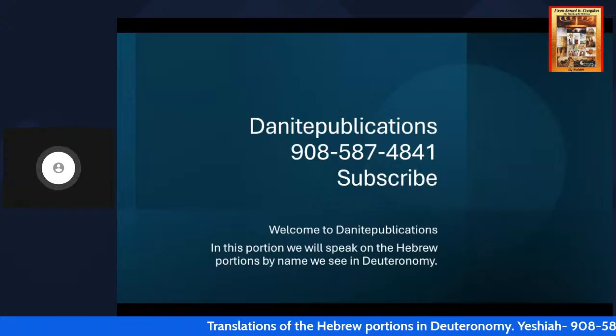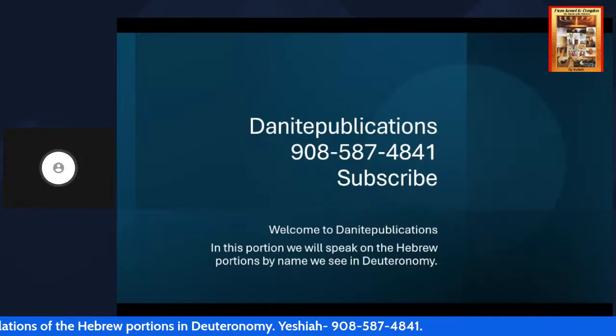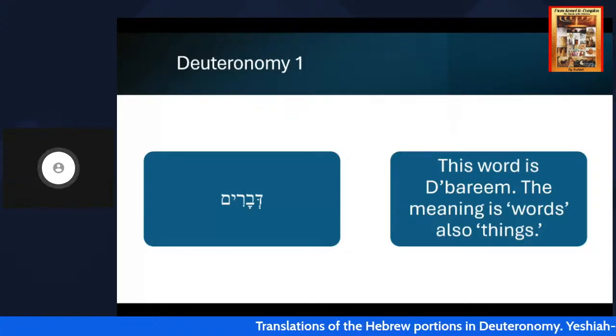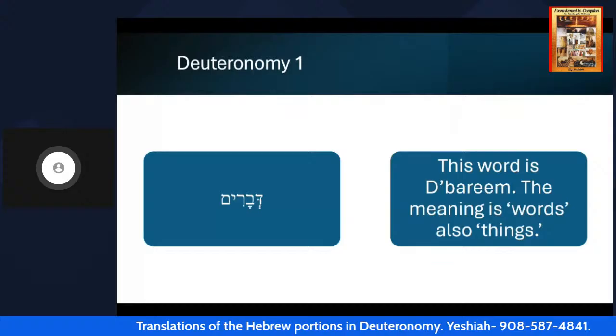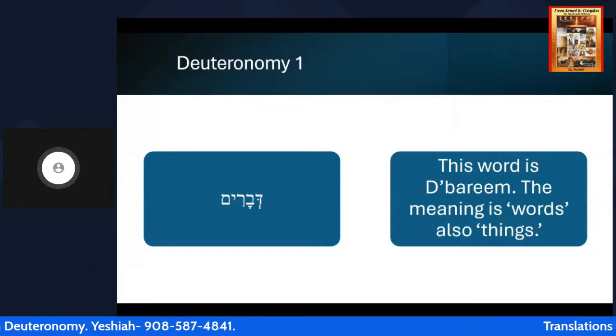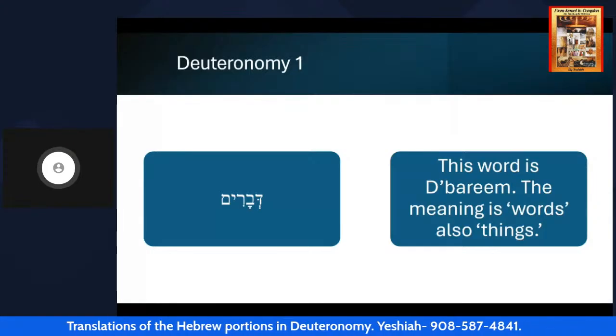In this portion, we will speak on the Hebrew portions by name we see in Deuteronomy. Deuteronomy chapter 1 is where it starts. And the word that we see there on the left-hand side is the Hebrew word debarim. The word debarim means words or things. So that is something we care to bring out. Its singular is the word dabar, meaning word or thing.